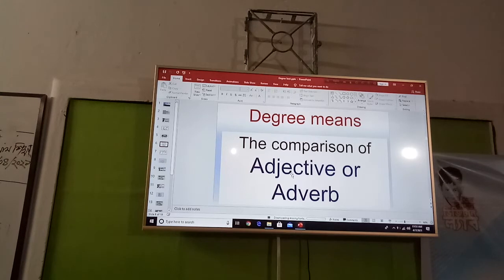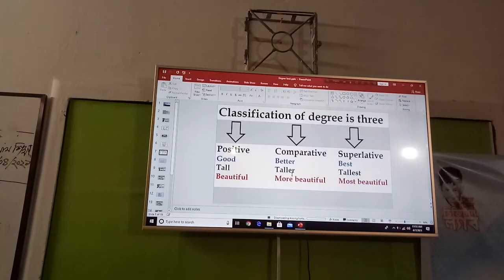Degree is the comparison of adjective or adverb. This is the definition of degree, okay? But in your exam, the definition does not appear. Rather, you have to change the sentences according to the instruction or direction. So, read the instruction very carefully. That means classification of degree is of three kinds. That means positive, comparative and superlative.